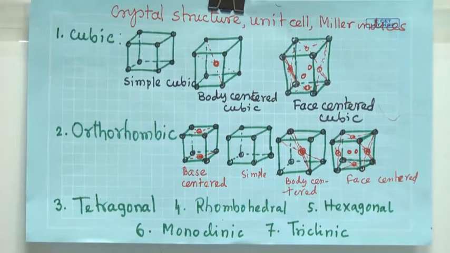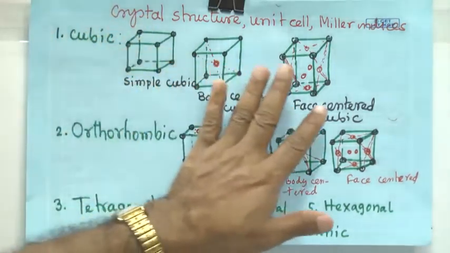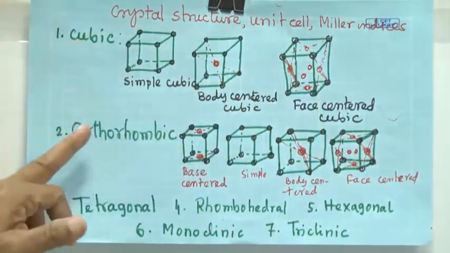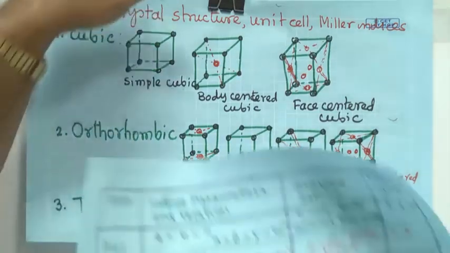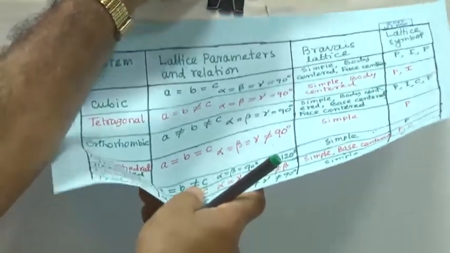These 14 Bravais lattices basically have different types of lattice parameters. That is why here we have cubic, orthorhombic, tetragonal, rhombohedral, hexagonal, monoclinic, triclinic. So, these are the systems, and in those systems, this is how the lattice parameters are different.